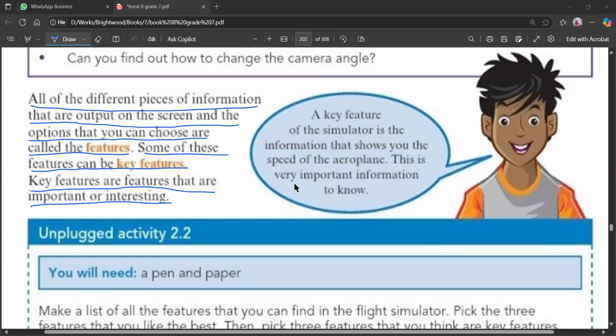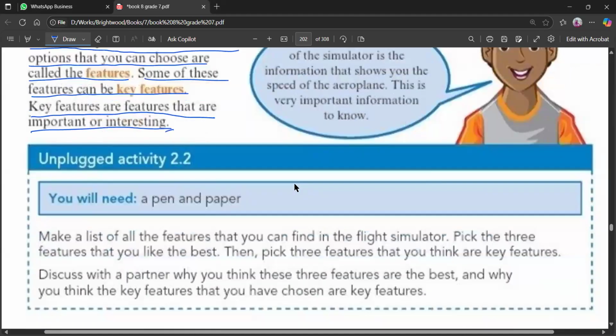Okay, you can write: all the different pieces of information that are output on the screen and the options that you can choose are called features. Some of these features can be key features. Key features are features that are important or interesting. There are several features. Key features are very important. Highlight them.